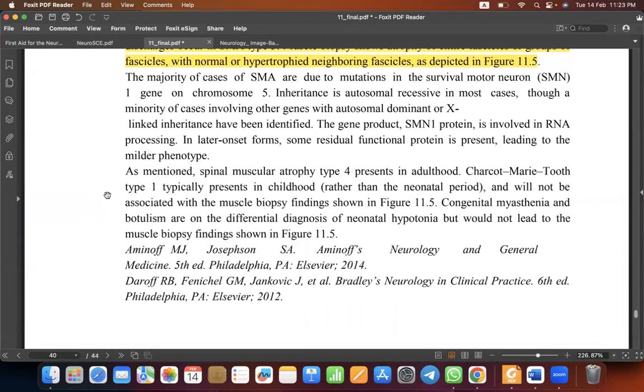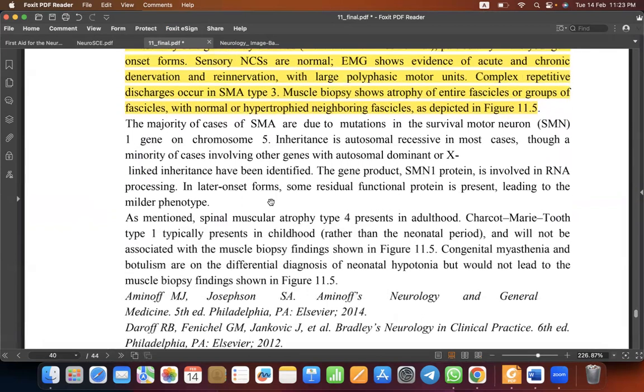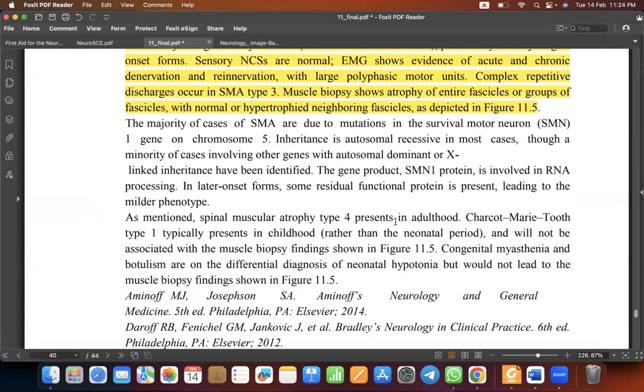So, other possibilities here. In case of SMA, we should remember the inheritance. Spinal muscular atrophy type 4 presents in adulthood, Charcot-Marie-Tooth in childhood. This is another issue, and congenital myasthenia and botulism. These are other issues as well.